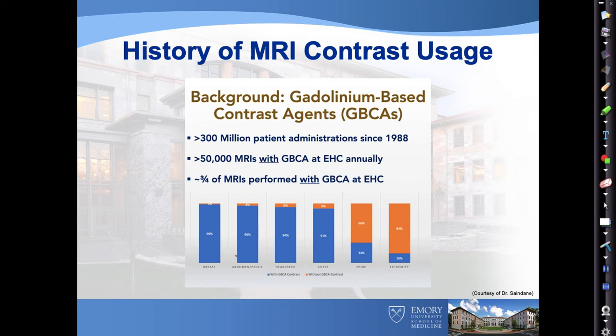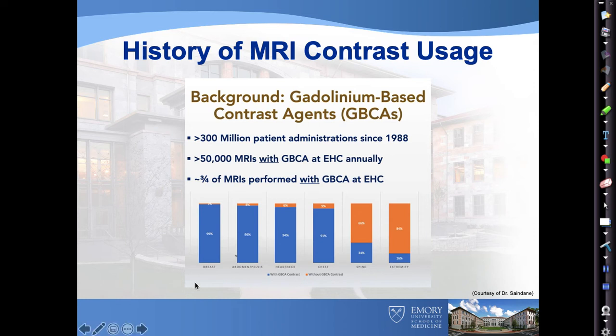Let's start with a history of MRI contrast usage. Following the FDA's approval in 1988, gadolinium-based contrast agents have been used for diagnosis and treatment guidance in more than 300 million patients worldwide. At Emory, we are performing greater than 50,000 MRI studies with contrast annually. 3/4 of those MRIs performed are with gadolinium-based contrast agents.